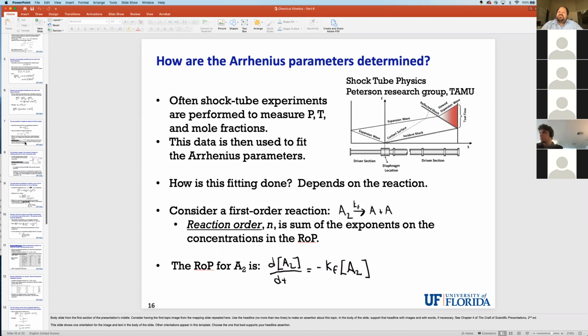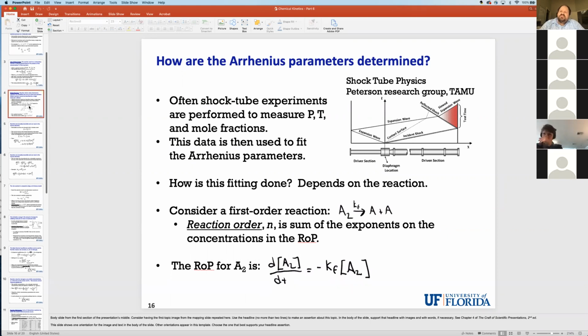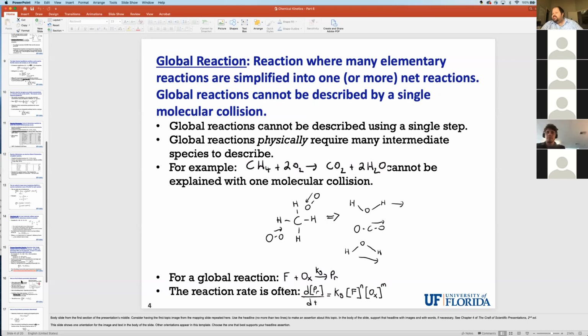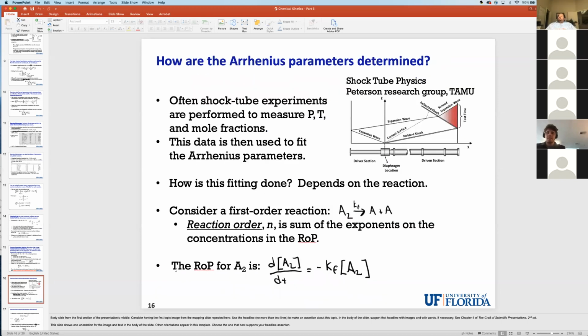If we go all the way up to the global reaction, we had this. So here, the overall reaction order would be the sum of the exponents, so it would be N plus M. And that would be the overall reaction order. And yes, I realize N is being used twice, but that's just common notation. Okay, so let's say we are trying to determine a rate constant and the Arrhenius parameters for basically this chemical reaction here.